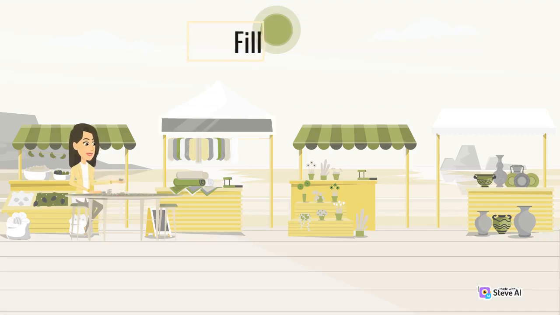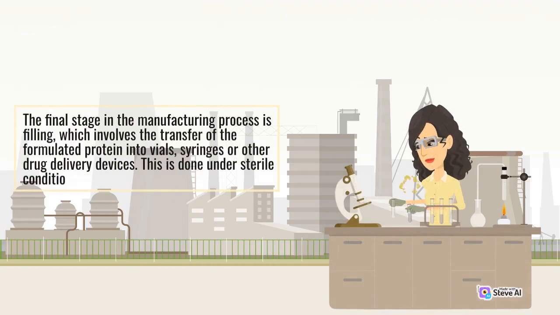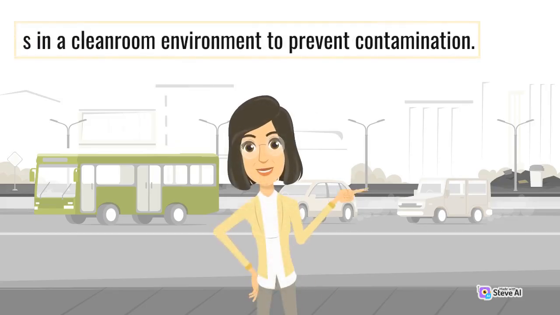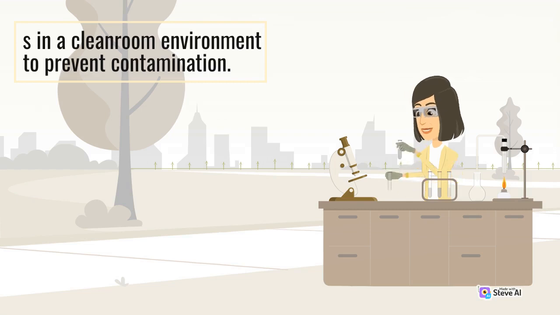Filling. The final stage in the manufacturing process is filling, which involves the transfer of the formulated protein into vials, syringes, or other drug delivery devices. This is done under sterile conditions in a cleanroom environment to prevent contamination.